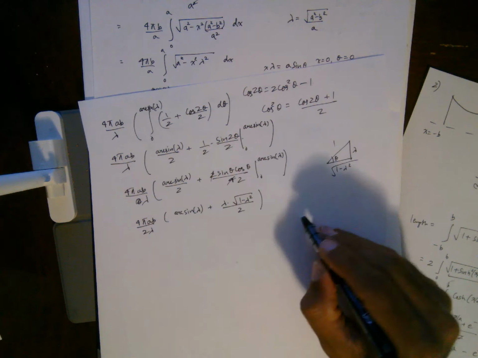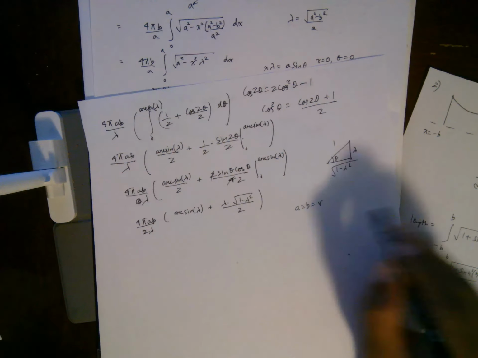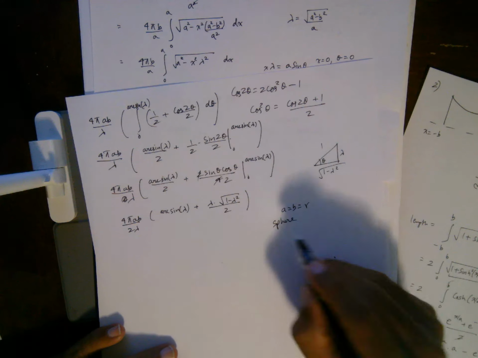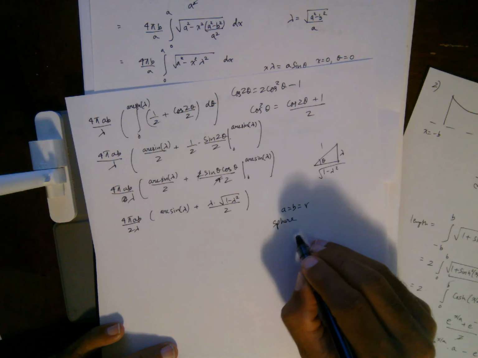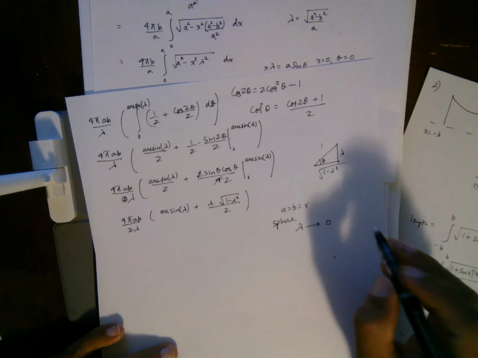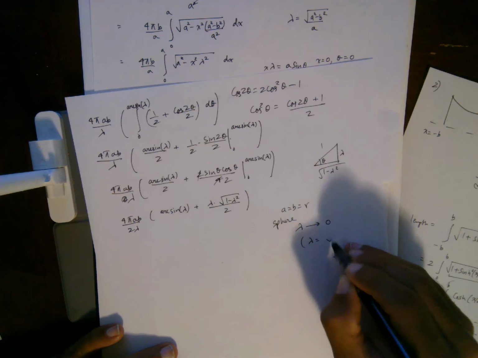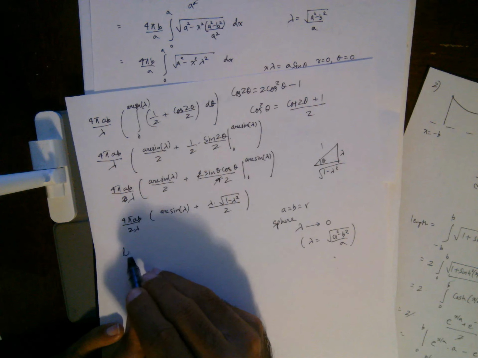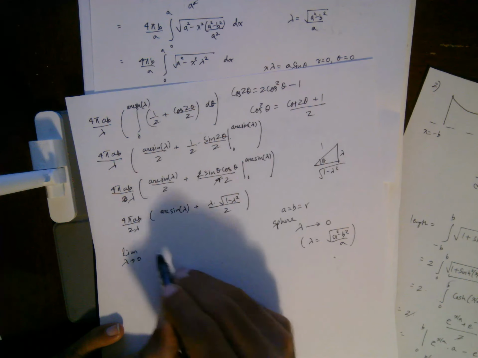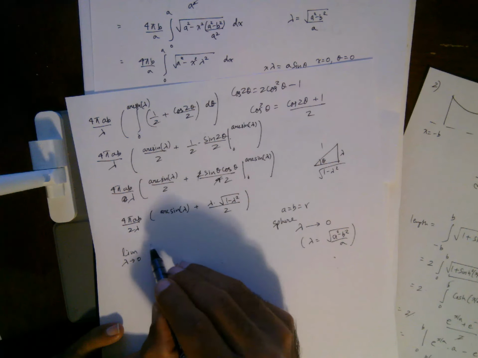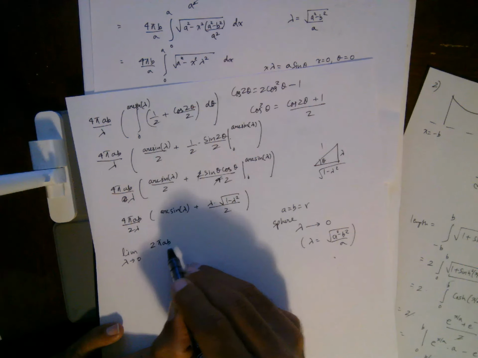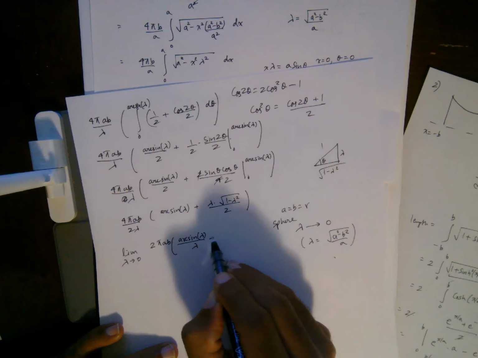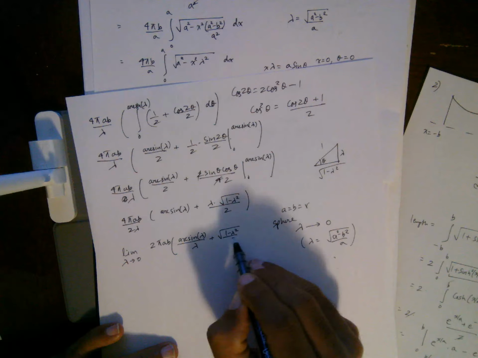Now to verify, we say that when a equals b equals R, then it becomes a sphere. So we're sort of talking in the limit. In this limit, lambda is going to approach 0, right? Recall, because lambda was the square root of a squared minus b squared over a. So we are interested in finding what happens in the limit that lambda goes to 0 of this expression. And so you have 2 pi ab, then you have arc sine lambda over lambda plus the square root of 1 minus lambda squared over 2.